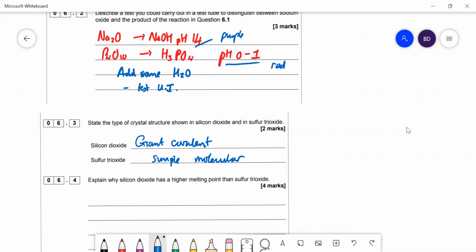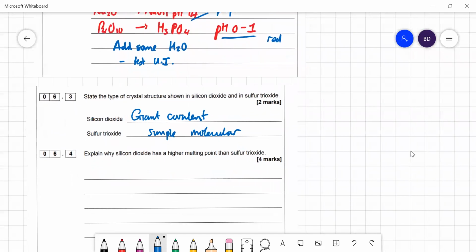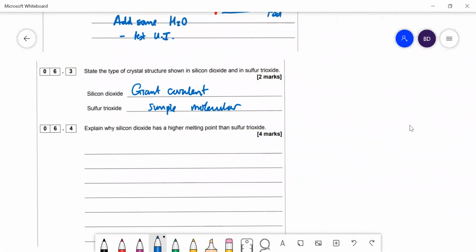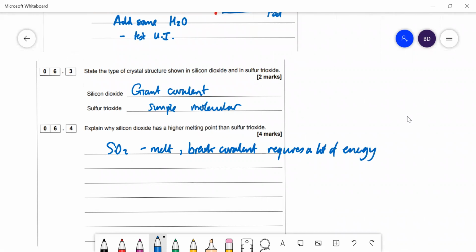Okay, why has silicon dioxide got a higher melting point than sulfur trioxide? Well, SiO2 is giant covalent. So if you want to melt it, you need to break covalent bonds, which requires a lot of energy. You get 2 marks for saying that, probably 1 for the covalent bonds, 1 for the lots of energy.